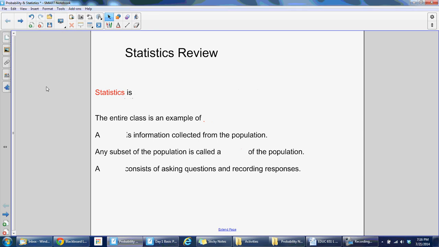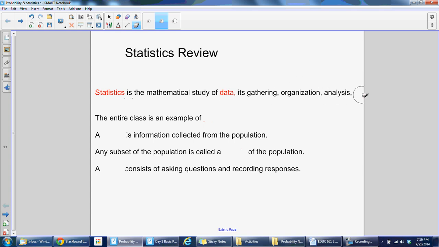All right, so let's do a quick probability and statistics review just so you're familiar with some of the terminology. Statistics can be defined as being the mathematical study of data, its gathering, organization, analysis, representation, and interpretation.